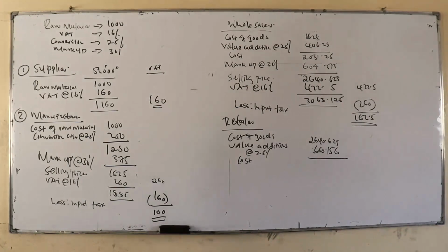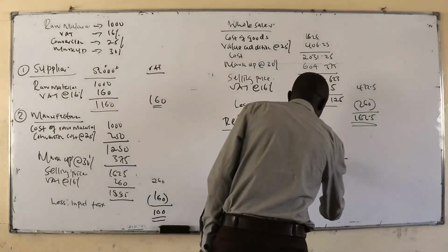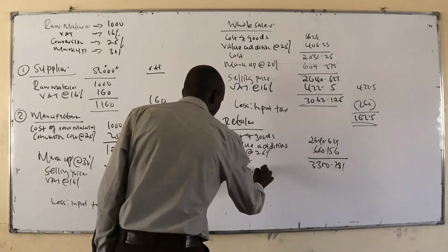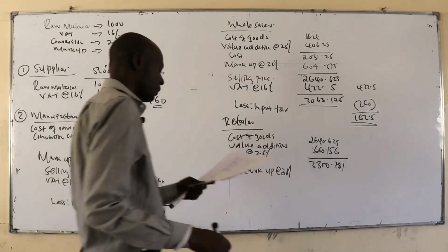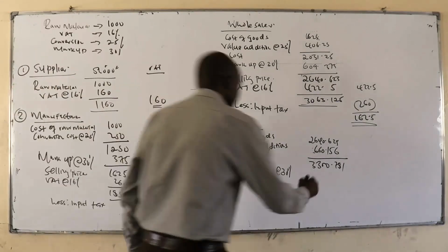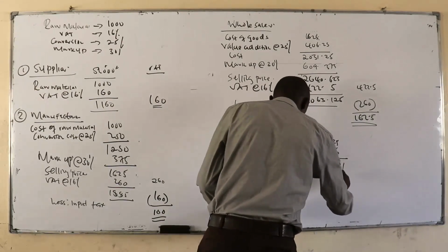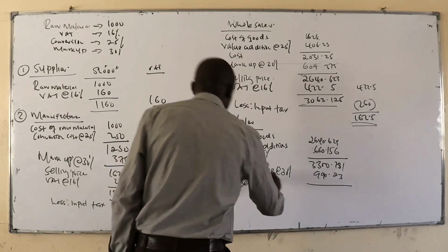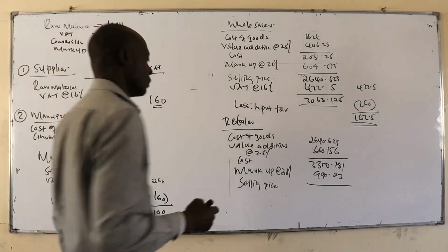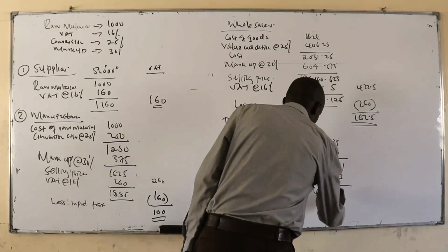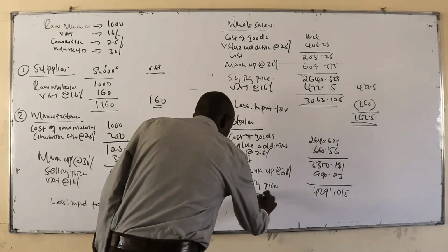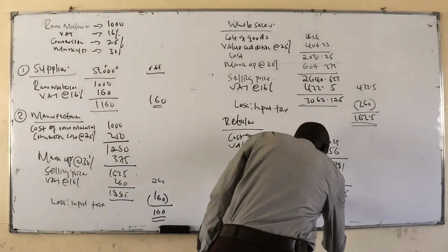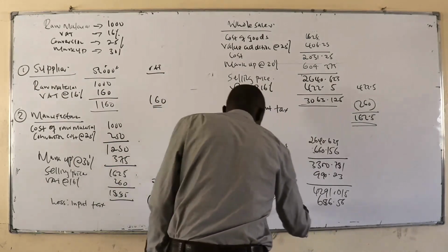Nakuja ngapi? 3,300.78. And then you add there the markup. Markup at 30%, which is 990.23. And then now you get the selling price. Selling price ngapi? 42.015. Then you charge VAT at 16%. Nakuja ngapi? 686.56.